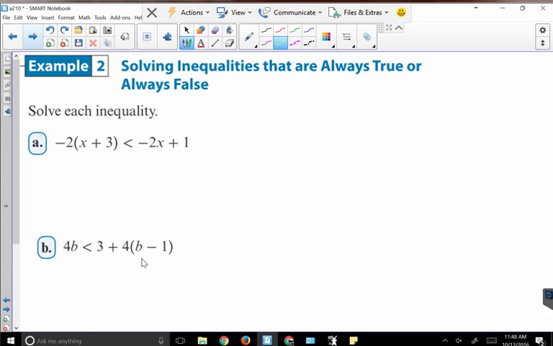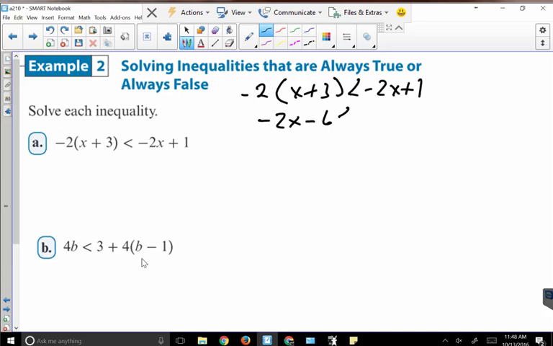Now, we need to go and solve each inequality first. So with this one, a little bit more complicated. I've got the -2 times x plus 3 less than negative 2x plus 1. Well, I'm going to have to use the distributive property this time because I got variables on both sides. Negative 2x minus 6 less than negative 2x plus 1.